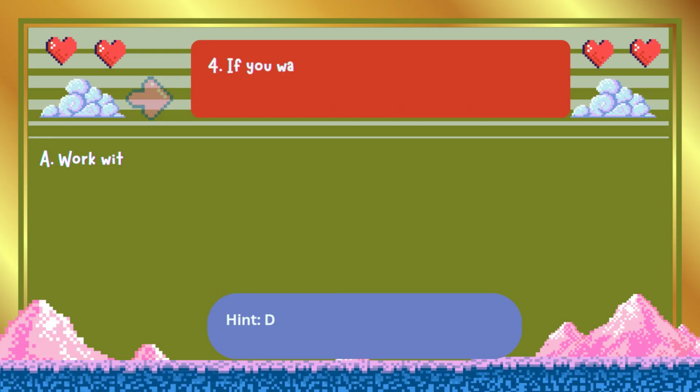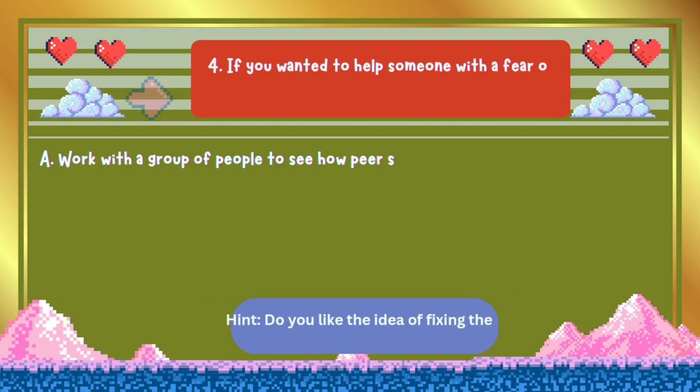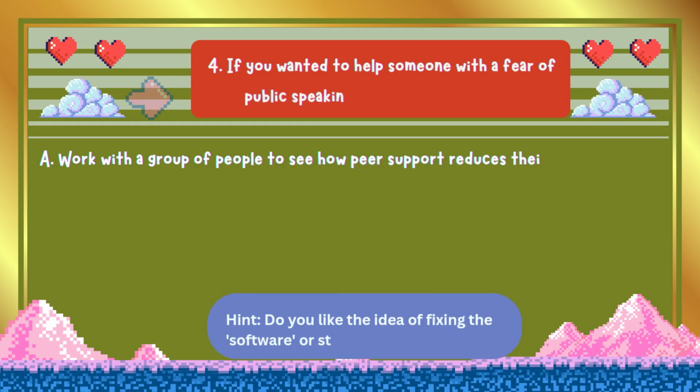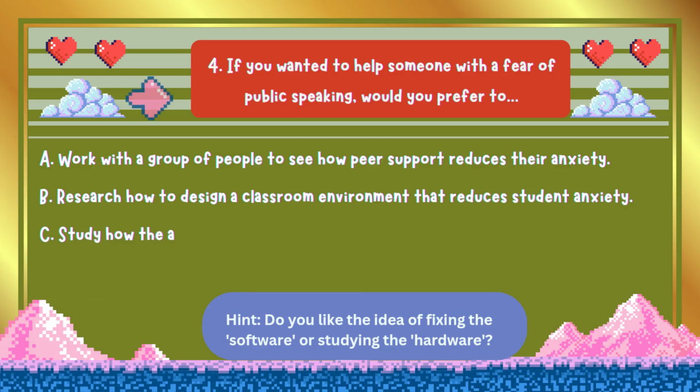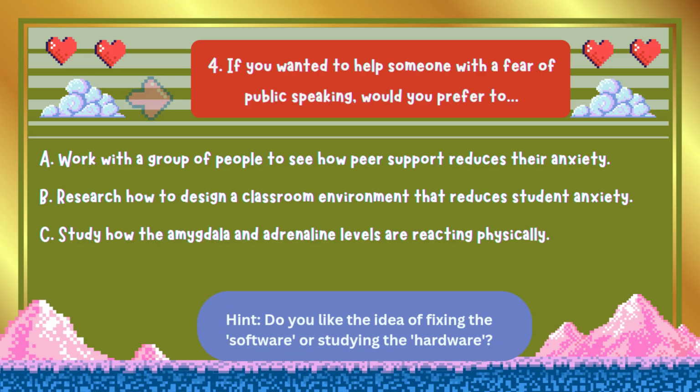4. If you wanted to help someone with a fear of public speaking, would you prefer to A. Work with a group of people to see how peer support reduces their anxiety. B. Research how to design a classroom environment that reduces student anxiety. C. Study how the amygdala and adrenaline levels are reacting physically. D. Identify the negative thought patterns and mental software causing the fear.